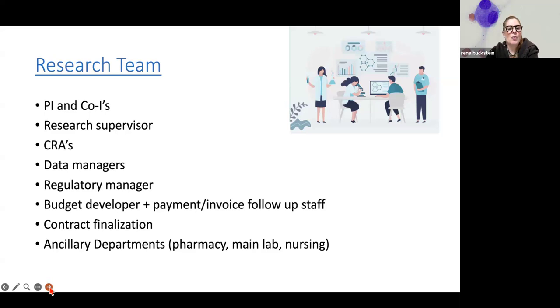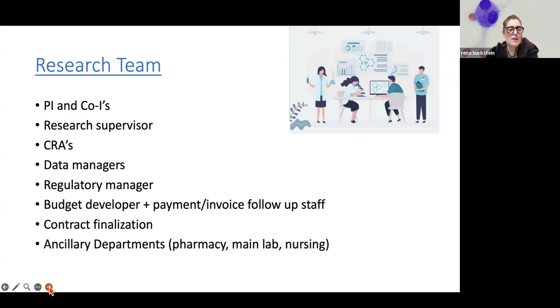clinical research assistants, data managers, somebody to manage the regulatory aspects of the study, the REB applications, the OCREB applications in the case of Ontario, for centralized trials, as well as keeping everyone up to date on the regulatory aspects of the study. There's lots of filing for amendments, protocol deviations, and all that kind of stuff. That's what the regulatory manager does.